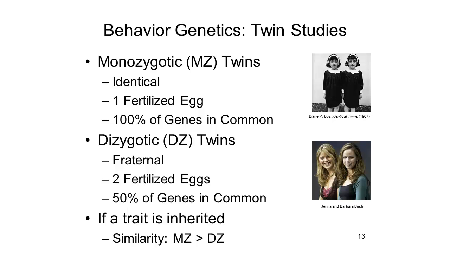The basic idea behind the twin study method is that if a trait is inherited, even in part, monozygotic, identical twins should be more alike for that trait than dizygotic or fraternal twins, because monozygotic twins are identical genetically, and dizygotic twins only have about 50% of their genes in common.